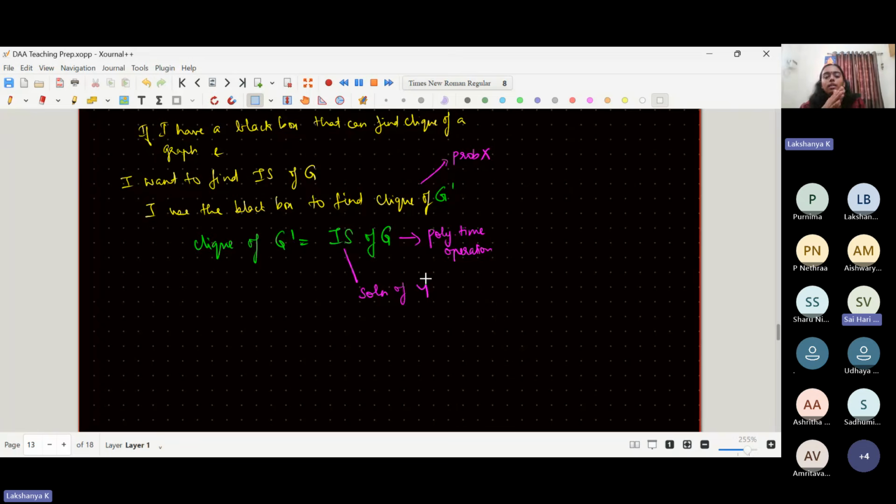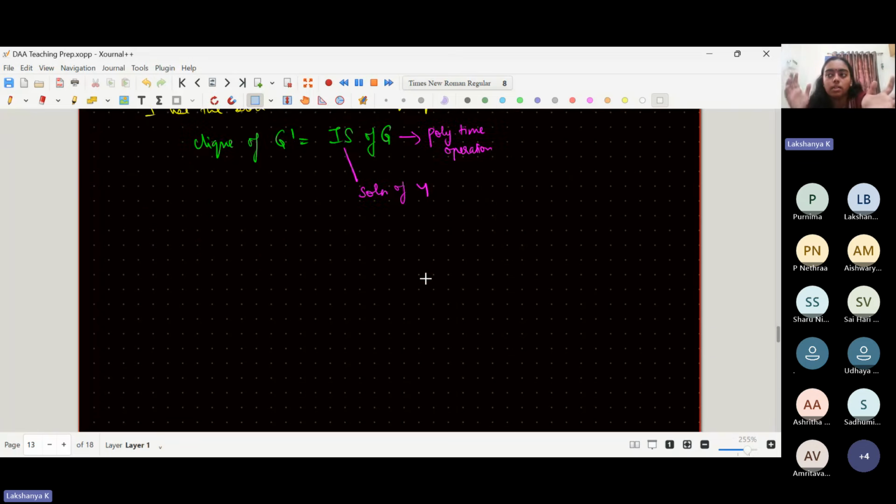Okay. So how is independent set reducible to clique and not vice versa? Okay, right. How do I explain this? Give me a minute.